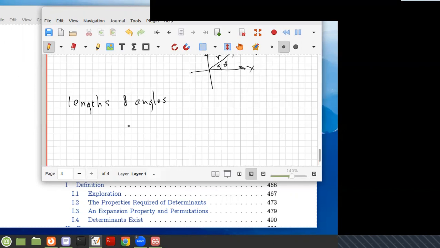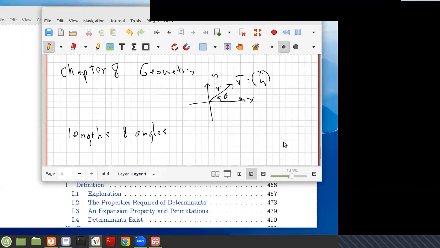Now, we're going to write the letter of the vector without anything over it for the magnitude or the length here, and also sometimes the absolute value symbol with the vector over it. And you know from Pythagoras' theorem that this is just the square root of x squared plus y squared.